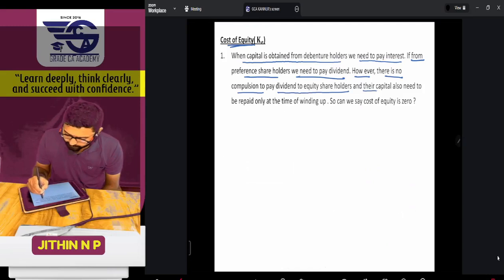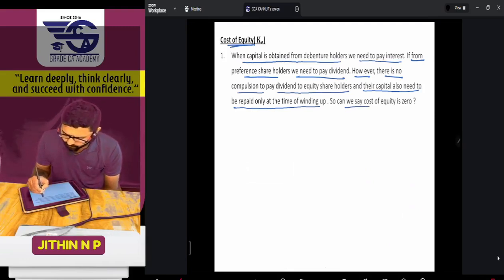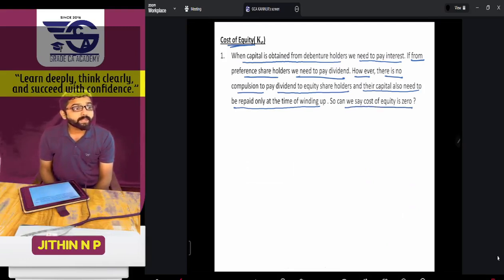and their capital also need be repaid only at the time of winding up of the company. So can we say cost of equity is 0?